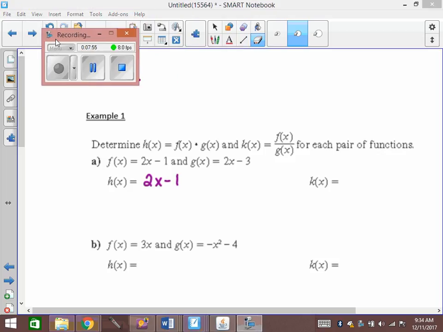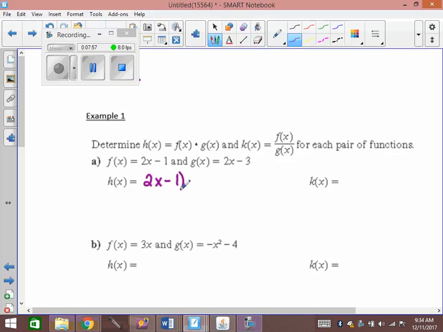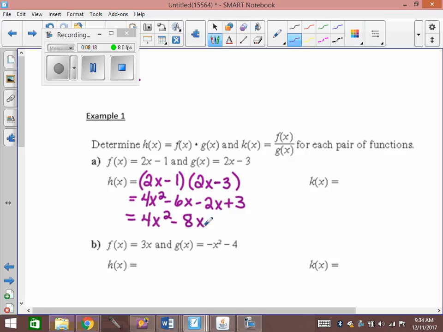Okay, 2x minus 1 times 2x minus 3. So you could leave it like that technically, but they're probably going to put it together and FOIL it. So we're going to get 4x squared minus 6x minus 2x plus 3. So it's 4x squared minus 8x plus 3.